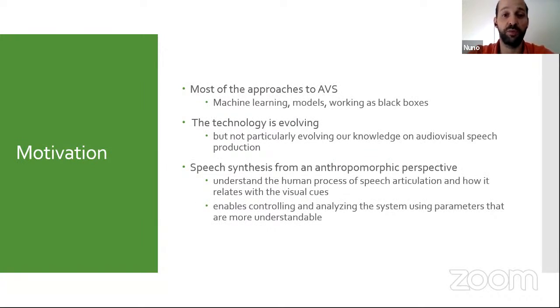Most approaches to audiovisual speech rely on machine learning, the creation of models, but those work like black boxes, and we don't know how they really work. Technology is evolving in this area, but we don't have much knowledge about how audiovisual speech production is really done. So we need a different approach to the synthesis of this kind of speech, to better understand how humans process speech articulation and how it relates to the visual cues. This also enables a more refined control and analysis of the system parameters.